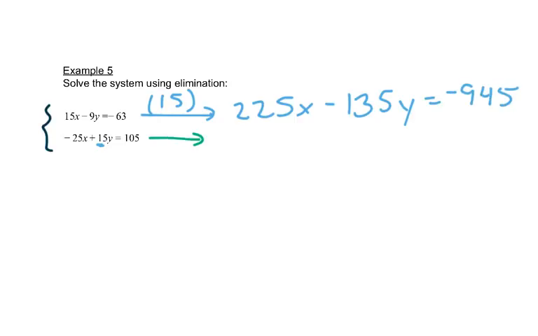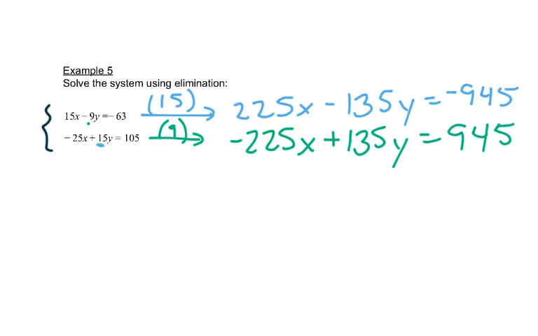That means in the bottom equation we would need to multiply by 9 because that's what's in the top equation. So we'd have negative 25 times 9 is negative 225x. 15 times 9 would be a positive 135y. And 105 times 9 would equal a positive 945.